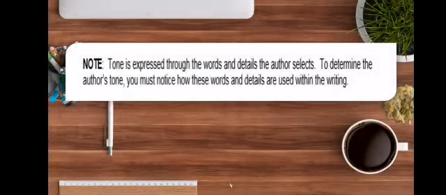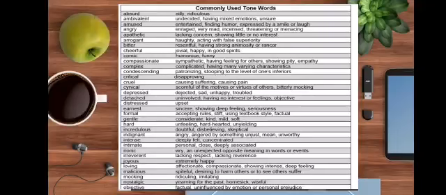Note: tone is expressed through the words and details the author selects. To determine the author's tone, you must notice how these words and details are used within the writing. I have chosen a selection of words that can give you an idea on how to identify a tone within the text. So I invite you to check this list and use it to understand how to identify the tone in this text.